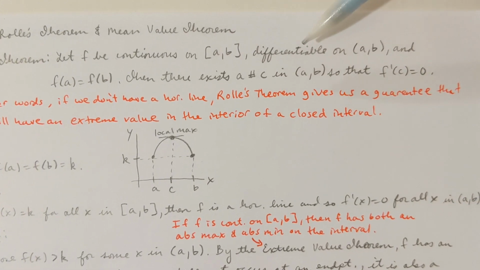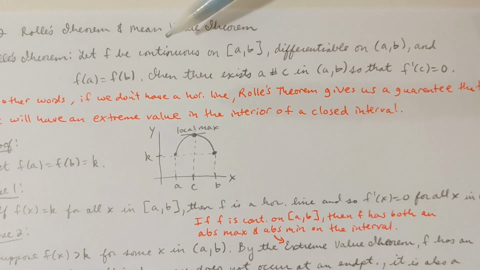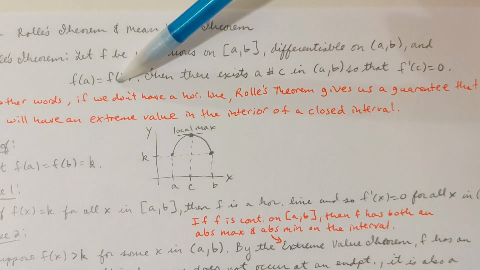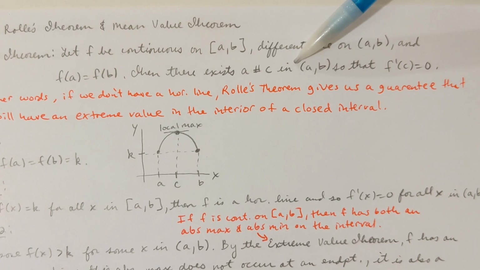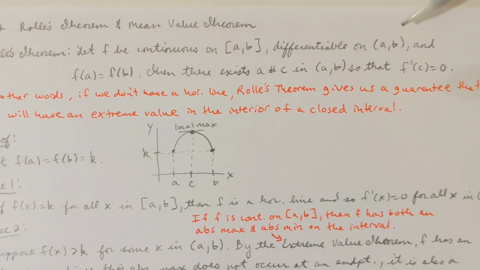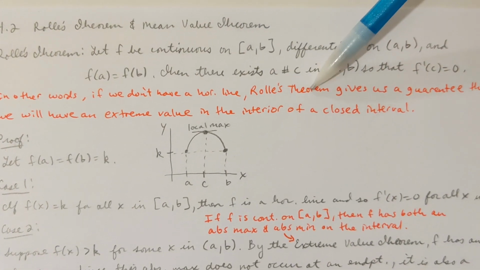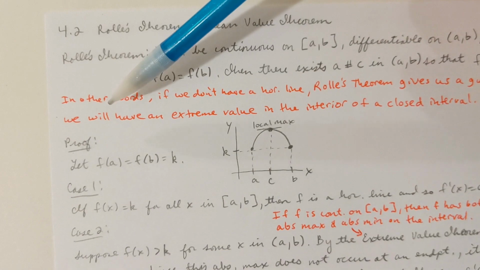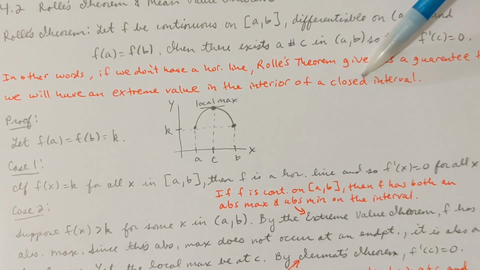But all right, I'm going to start with Rolle's theorem, which says, let f be a continuous function on a closed interval [a,b], differentiable on the open interval (a,b), and f(a) equals f(b). If we have these three conditions satisfied, then there exists a number, which we'll call c, in the open interval (a,b) so that f'(c) is equal to 0. In other words, if we don't have a horizontal line, Rolle's theorem will give us a guarantee that we will have an extreme value in the interior of a closed interval.